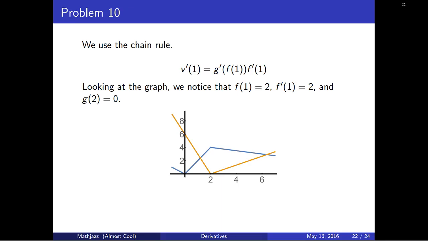No, g prime of 2 doesn't exist. Notice there's a sharp corner at 2. So what we get here is something that doesn't exist times 2, which doesn't exist. So this is wrong, but I have to show it to get onto the next slide. So v prime doesn't exist because g prime of 2 doesn't exist, and g prime of 2 doesn't exist because g has a sharp corner at x equals 2.